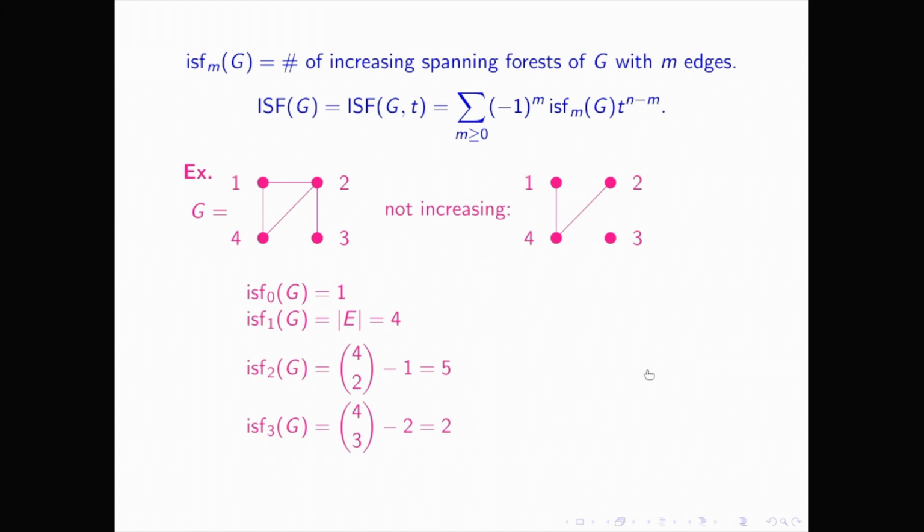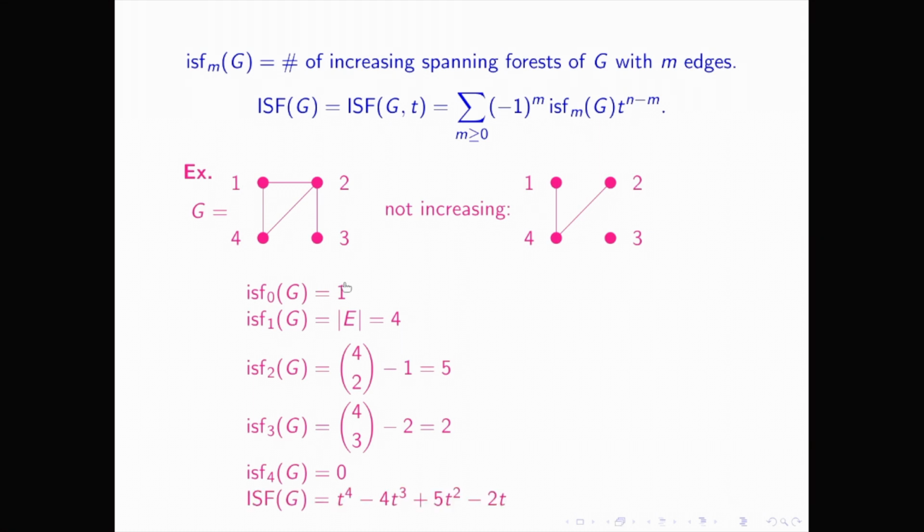How many increasing spanning forests are there if I pick all 4 edges? 0, right? Because if I pick all 4 edges, I'm picking the graph, I'm picking all the edges. Is that graph an increasing spanning forest? No, it's not even a forest, right? We've got a cycle. So it's not a forest to begin with.